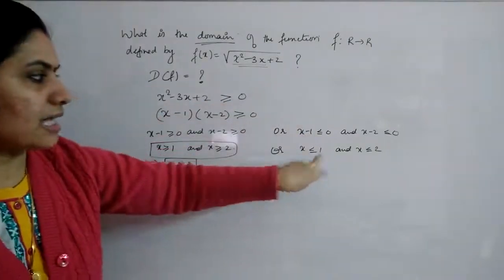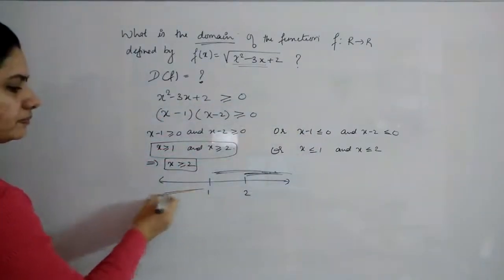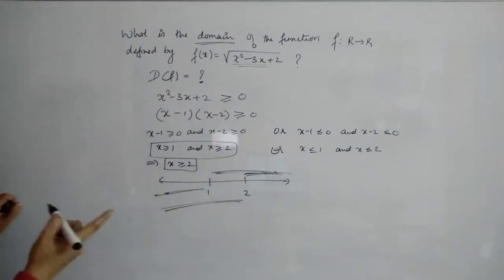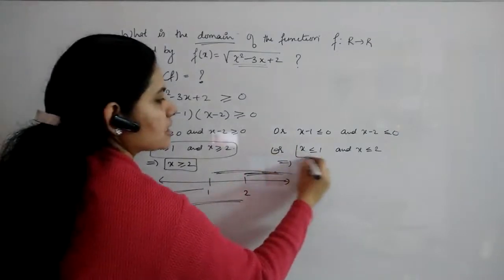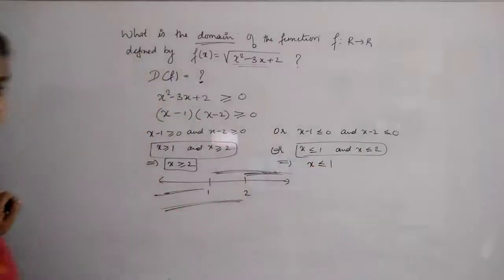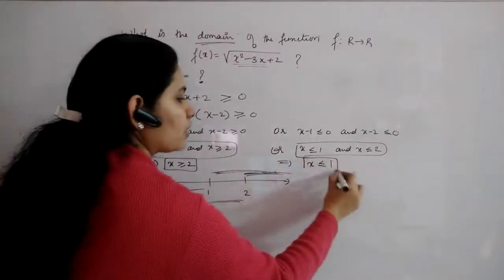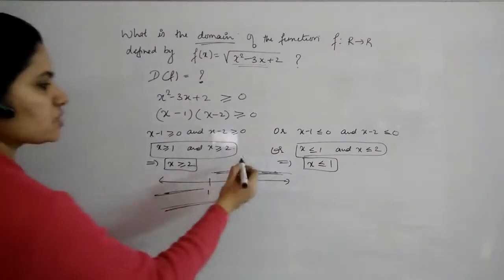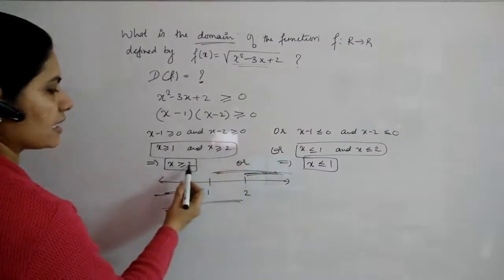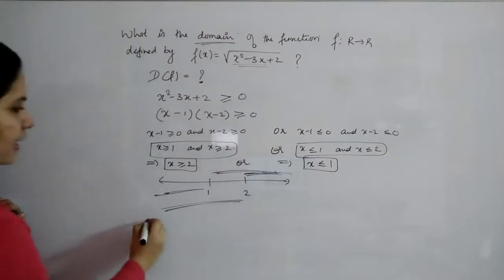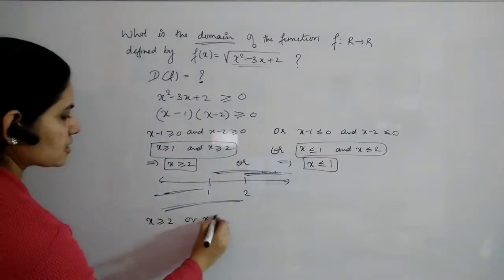Now, next thing is x is less than or equal to 1, this part, and x is less than or equal to 2, this part. So, instead of these two, I can combine them and make it as x is less than or equal to 1. That will automatically give you the condition that x is less than or equal to 2 also. If it is less than 1, it will be less than 2 also. So, these two are the conditions, that is either x is greater than or equal to 2 or x is less than or equal to 1.